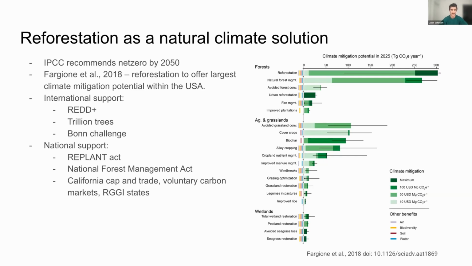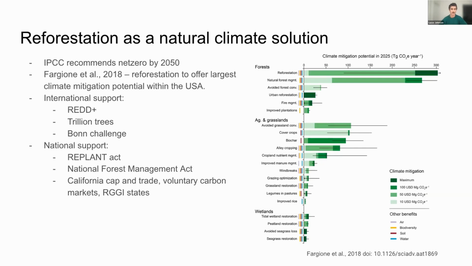And this is not a new idea. Fargione and others released a study in 2018 reporting that among a suite of natural climate solutions, reforestation has the largest climate change mitigation potential within the United States. And the chart on the right there describes that. You can see reforestation at the top, with the largest green bar showing the largest potential for climate change mitigation in the year 2025.